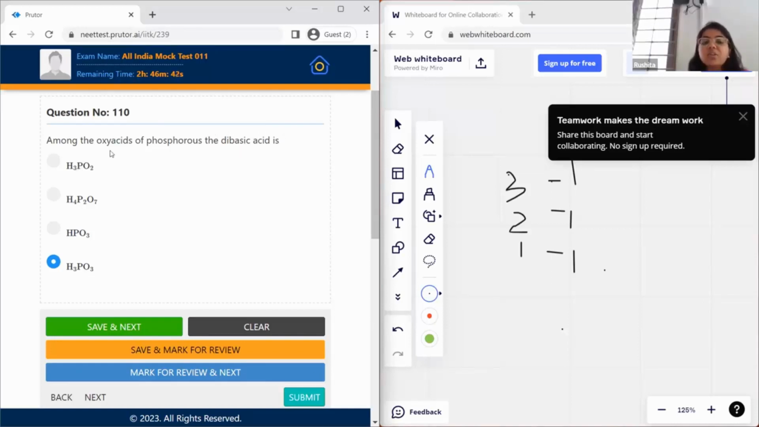H3PO3 is the answer. You need to know the structures of these. So you need to draw and find out. And some, like H3PO3 being a dibasic acid, are asked many times, so it's better if you just learn it. It would be better in exams, it would save time.